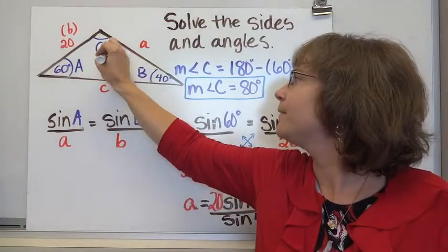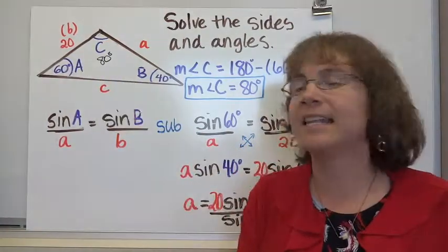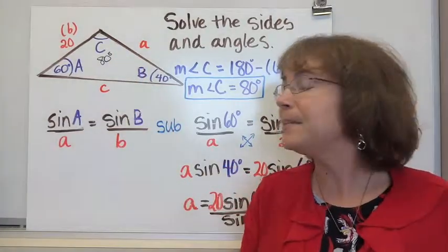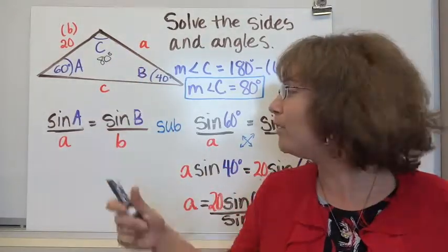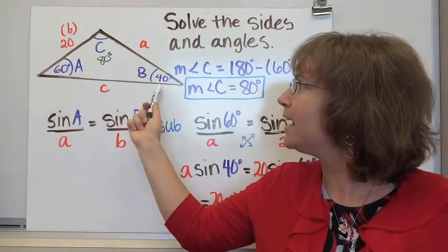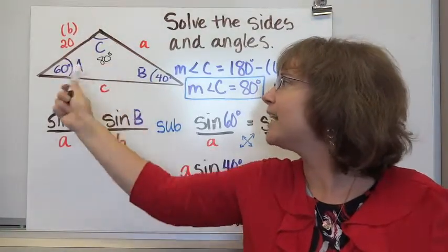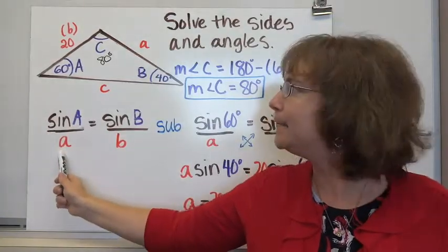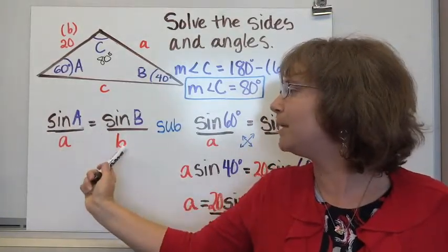Let's put that on. But we don't know the side length C. So then we would have both C and A in an equation, and it would be difficult to solve, and we'd have to get more information. But if we use B, we know both of those. We know the side length and we know the angle. So we're going to set sine A over A equal to sine B over B.